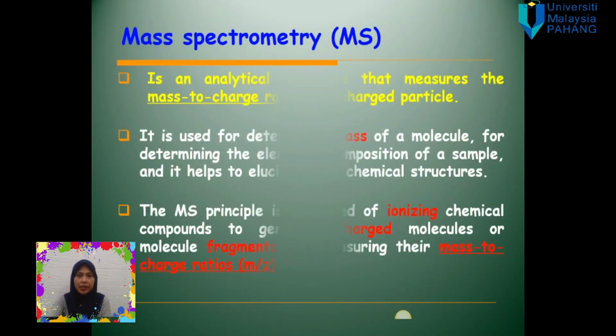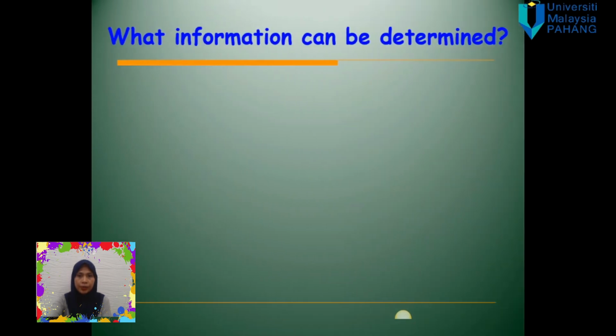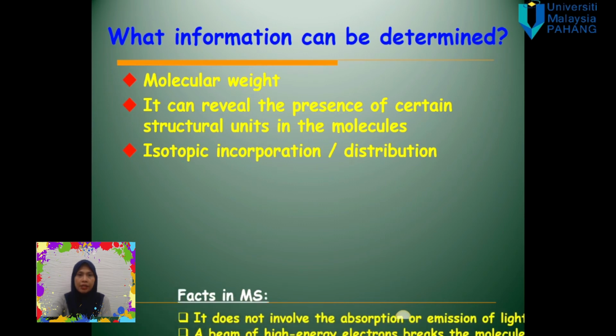In this session, we are going to learn about mass spectrometry. Mass spectrometry is an analytical technique that measures the mass to charge ratio of a charged particle. It is used for determining the mass of a molecule and the elemental composition of a sample, and it helps us to elucidate the chemical structure. The mass principle consists of ionizing chemical compounds to generate charged molecules or molecule fragments and measure their mass to charge ratio.